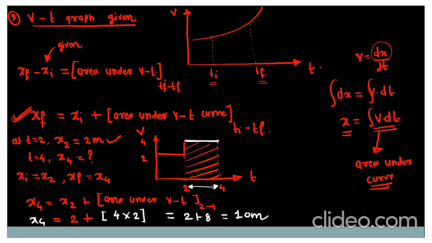So this is the final position. This is how you can find out the position from the velocity time graph. So we have to remember this equation: x final is equal to xi, that is the initial position, plus the area under the VT graph from time ti to tf. Now similarly, if the AT graph is given, we can find out the velocity.